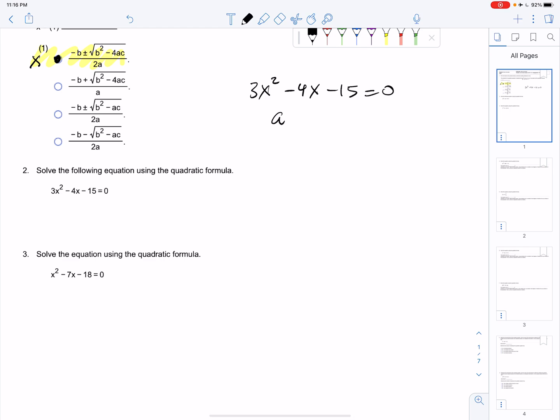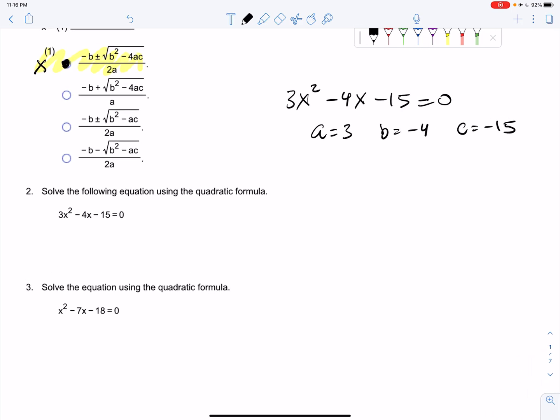Now let's identify our a value is 3, our b value is negative 4, and our c value is negative 15. So this is something people do when they're kind of new at using the quadratic formula. If you've done it many times, then you might not write the a, b, c down and just kind of keep it in your head.